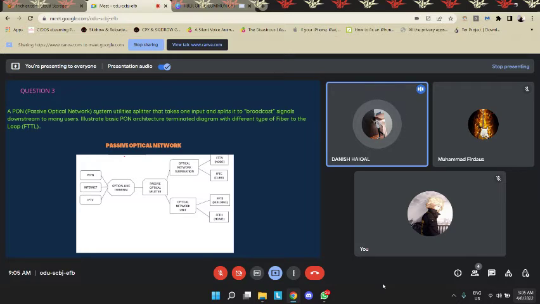So here you can see our PON diagram, from PSTN, Internet, IPTV. It will go through the optical line terminal and pass the passive optical splitter and divide into two types, optical network termination and optical network unit, and will pass into the FTTx. So that's all for the third question.